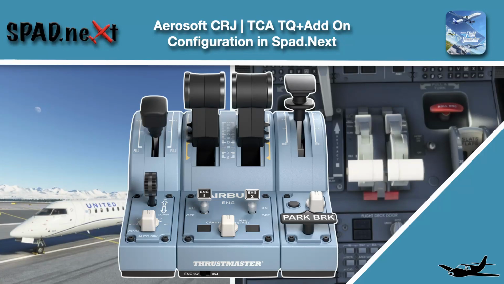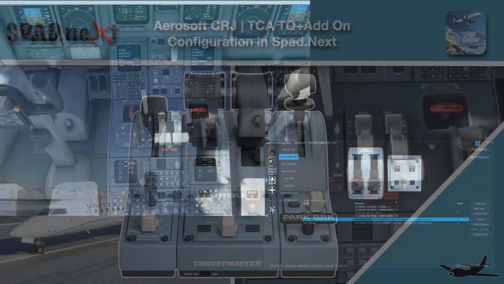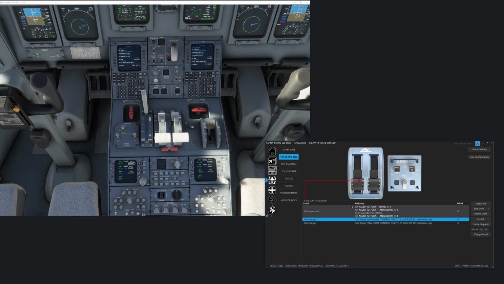Welcome back to Microsoft Flight Simulator 2020, and in this one it's about mapping the TCA throttle to the CRJ. Alright, let's hop inside and get started. Inside the sim, and we've got our SPAD.NEXT open.